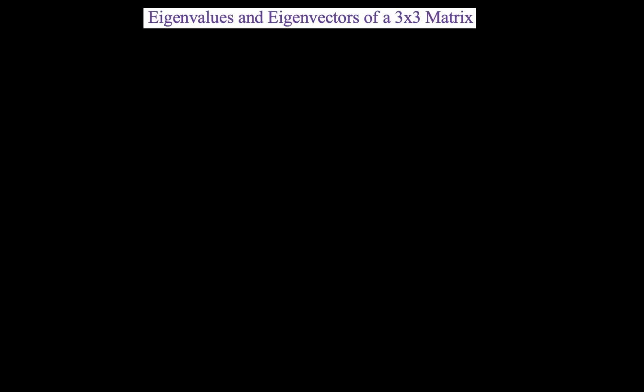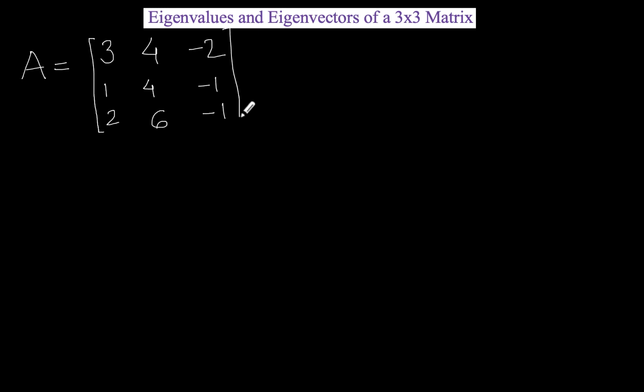In this video, we will discuss an example of finding the eigenvalues of a 3 by 3 matrix. Suppose we have this 3 by 3 matrix and we have to find its eigenvalues. As we know, for finding the eigenvalues, we need the characteristic equation, which is given by determinant of A minus lambda I is equal to 0.